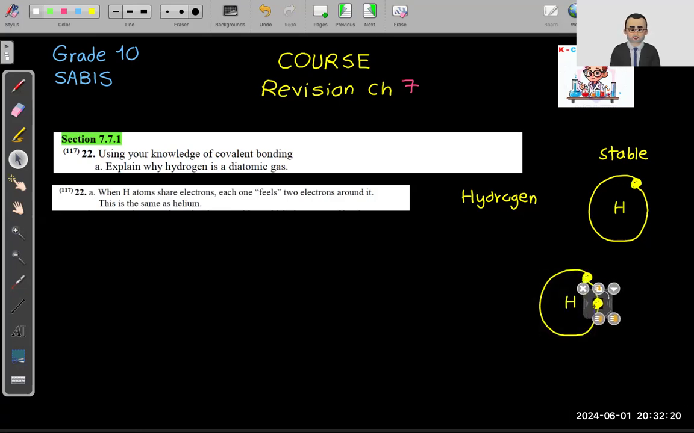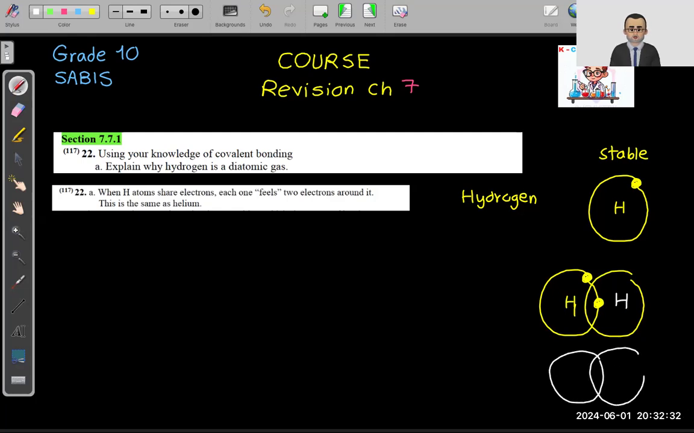So this hydrogen atom will react with another hydrogen atom, and both of them will share the electrons between them. The electrons will be shared in between. If we are drawing it, we'll draw the electrons in between them, or we can draw them with different shapes, X and dot like that. So this represents the electrons.